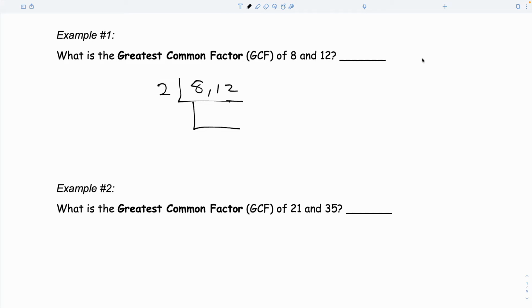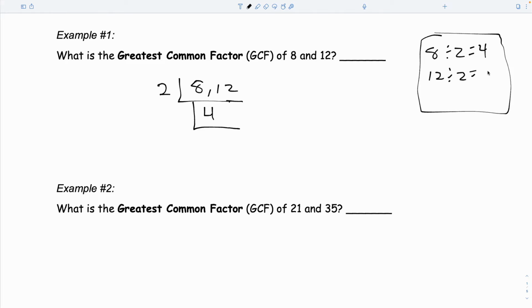So 8 divided by 2 is 4. You can do this mentally when you get to independent work. Today I want you to show this in notes though. And then 12 divided by 2. Board to paper. Make sure you have a 6 there. So 4 and 6 work.